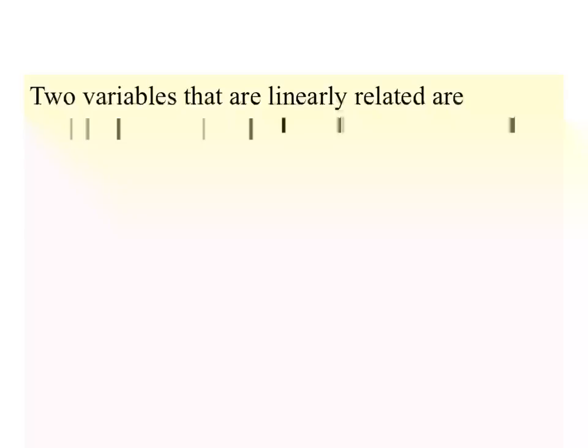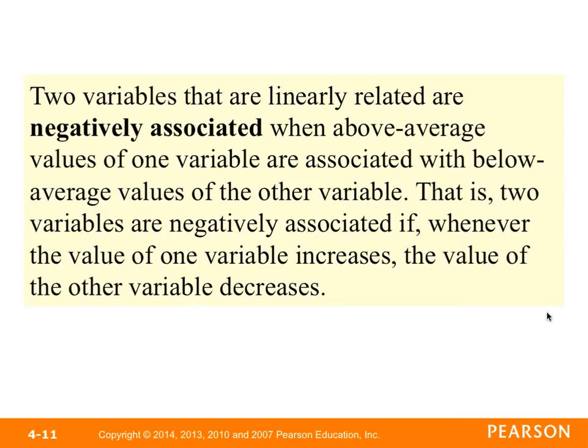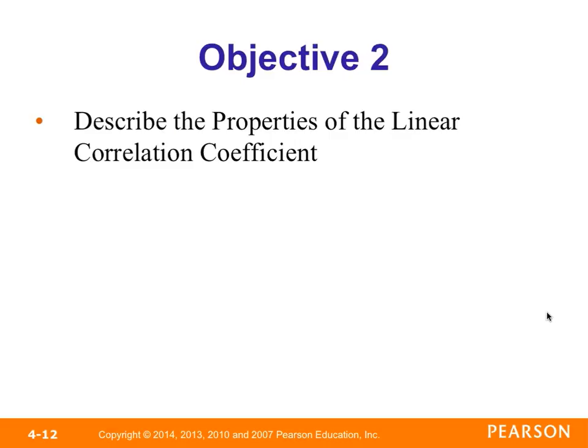So two variables that are linearly related are positively associated when above average values of one variable are associated with above average values of another variable, and below average values of one variable are associated with below average values of the other variable. That is, two variables are positively associated if whenever the value of one variable increases, the value of the other variable also increases. Negatively associated is just the opposite. When we have above average values of one variable, that would be associated with below average values of another, meaning that the two variables are negatively associated if whenever the value of one variable increases, the other one decreases.